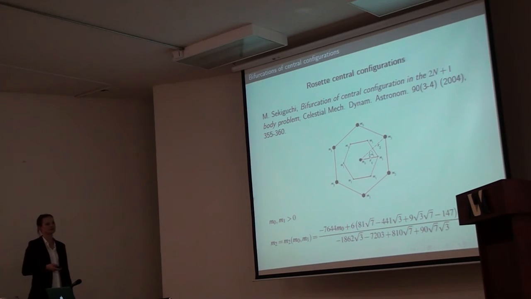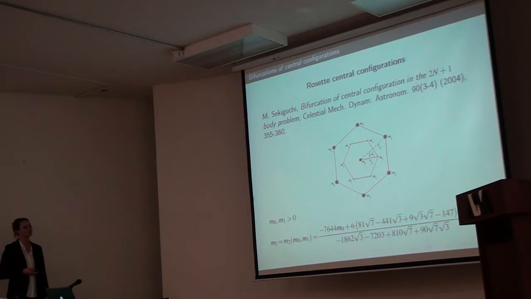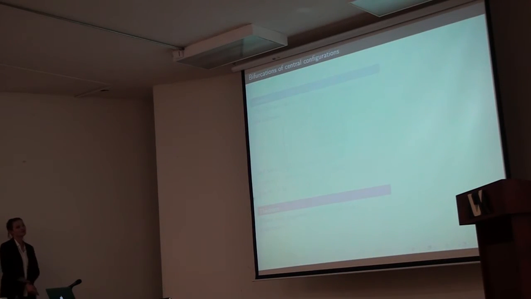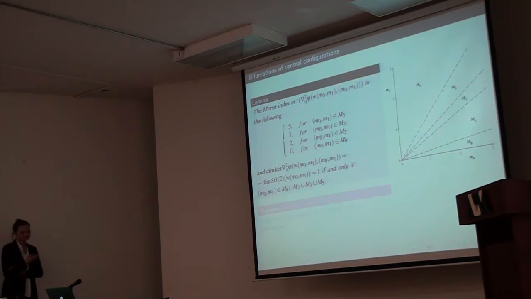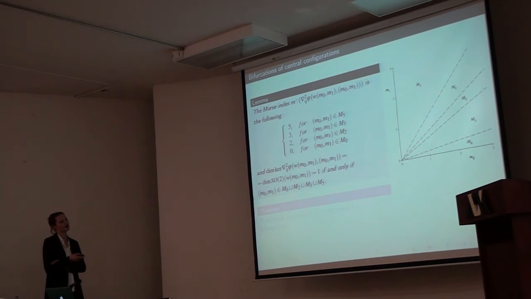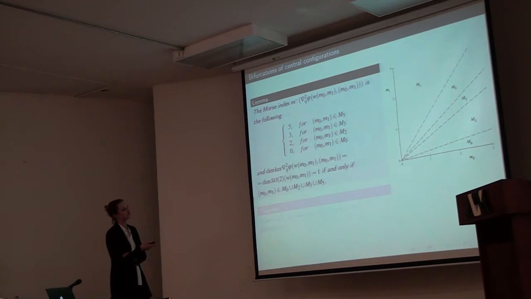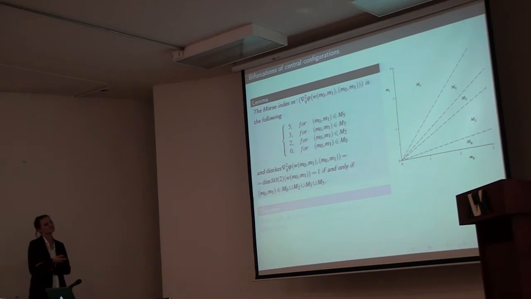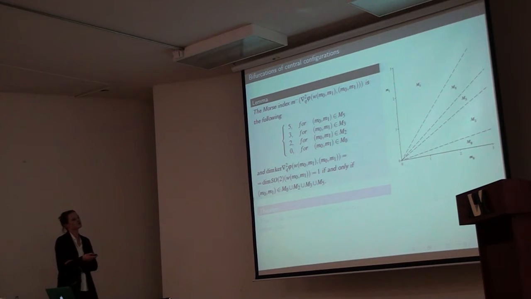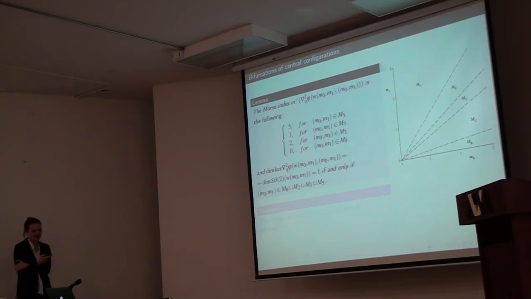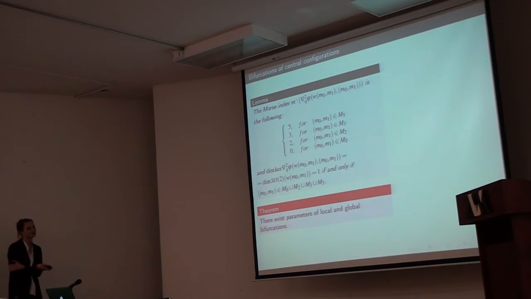So right now our parameter space is two-dimensional. We have 2 parameters, M0 and M1. And we can compute exactly the same. Here, this is the parameter space, M0 and M1. And we have a couple of open sets. Just for short, for the open set M3, it means that for parameters from this set, the Morse index is equal to 3. For M5, for parameters from this set, the Morse index is equal to 5. So it means there exist some local and global bifurcations.